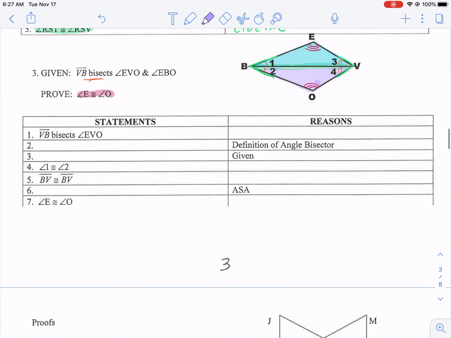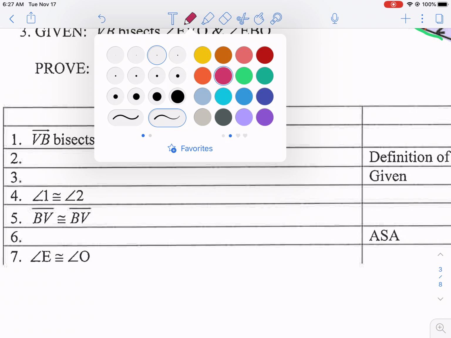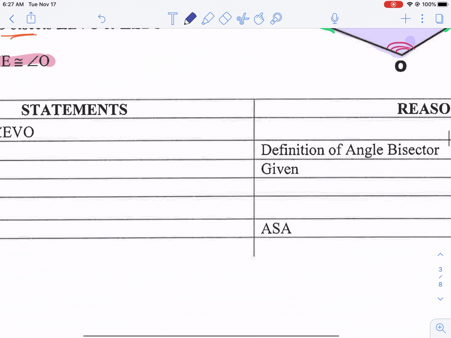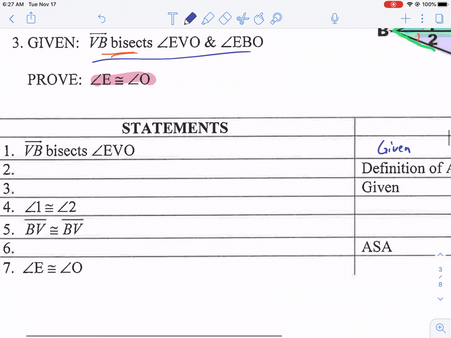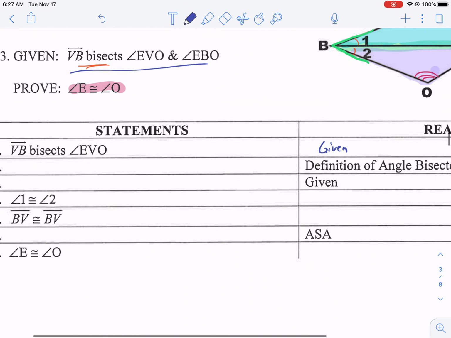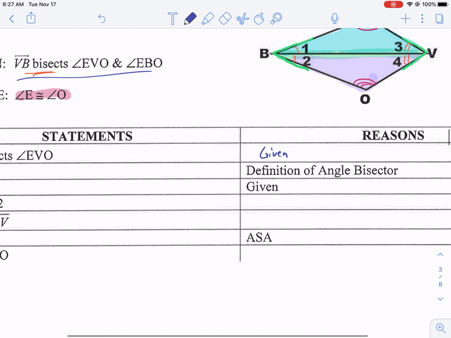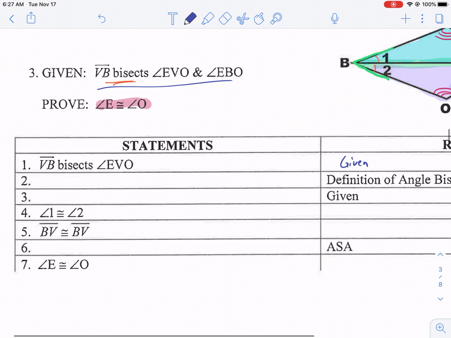We have VB bisects EVO. This is given. It was given in the first stipulations of the problem right here. Given. Definition of angle bisector. Now, what are we going to do with this? How do we know which bisected angles to put? How is the sequence even set up?